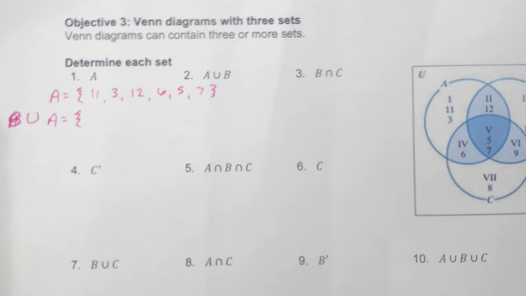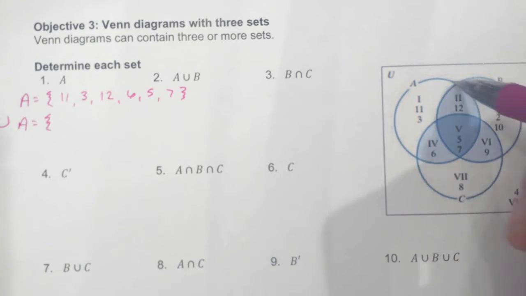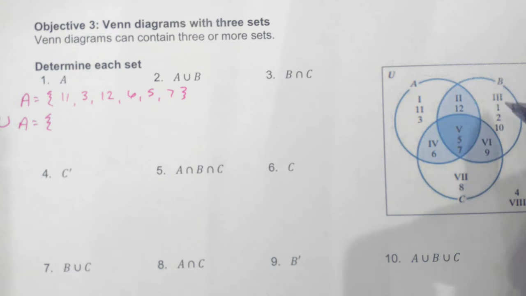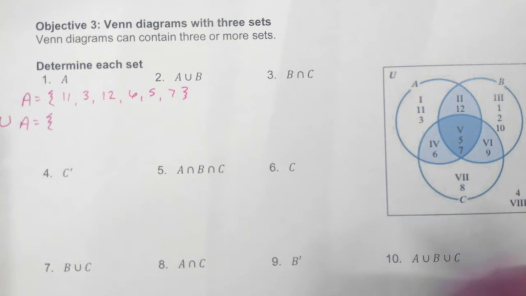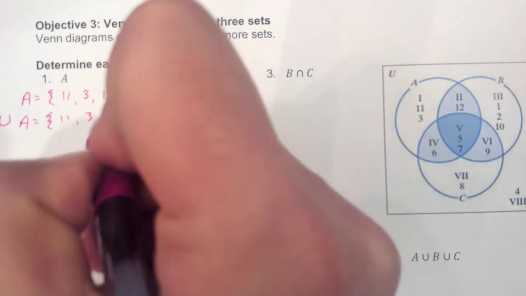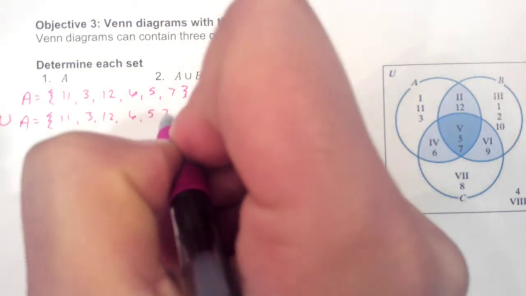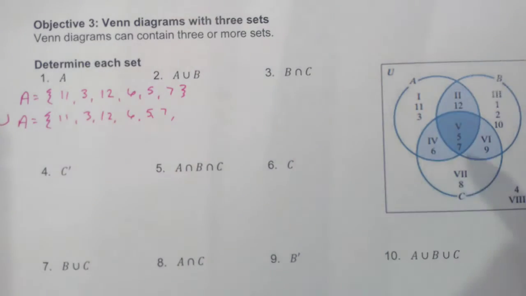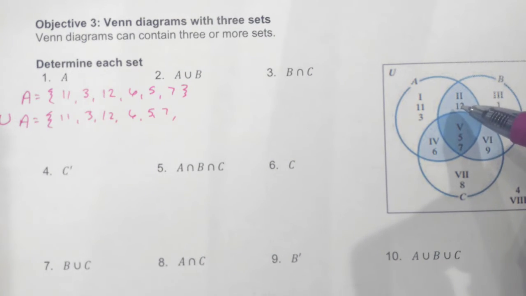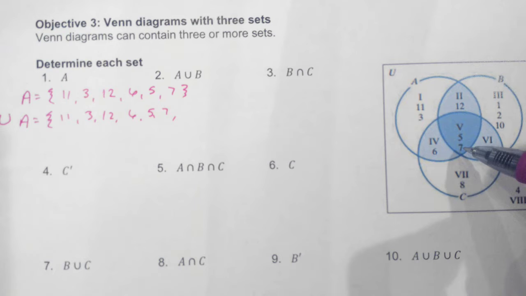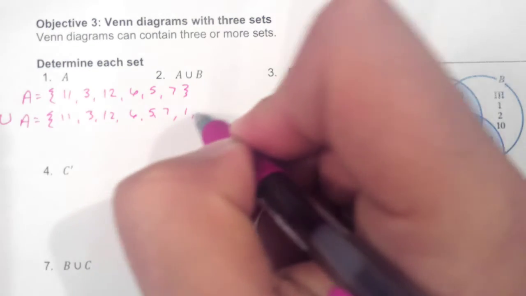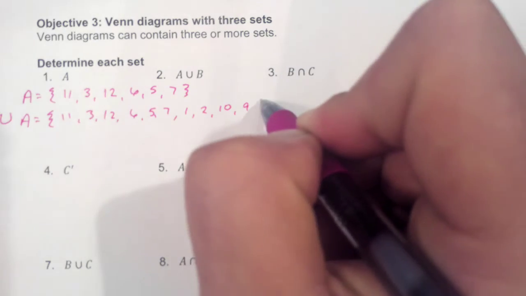Okay, A union B. So everything in A, that circle, and everything in B, that circle. And then just don't repeat anything. So we know what's in A already, so we can just list those: 11, 3, 12, 6, 5, and 7. Okay, what's in B? B has 12, 5, and 7, which we've already got. It also has 1, 2, 10, and 9. So those are the new things: 1, 2, 10, and 9.